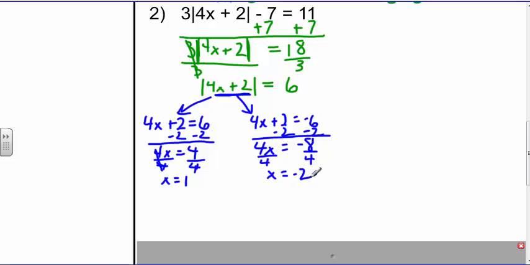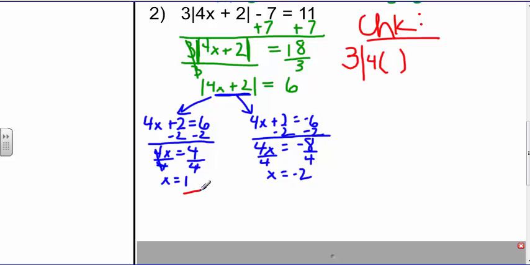Now we need to check both those solutions. See how they work. Remember, when you do the check, you have to check in the original equation. So off to the side over here, I'll do my check. So the original equation, 3 absolute value, 4 times x. So my first x was 1, so I'm going to plug 1 in where the x was, plus 2, absolute value, minus 7 equals 11. Okay, so that's what we're checking. Remember, the 11 is not going to change.